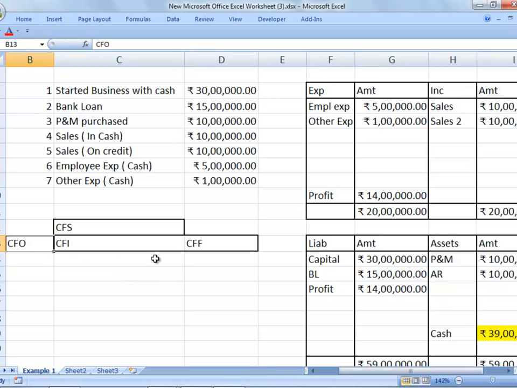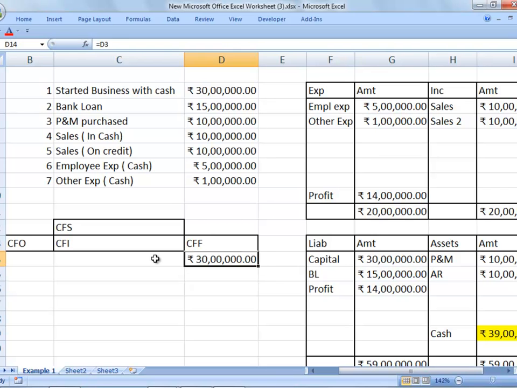Now, first, cash: started business with cash 30 lakhs. So I have received this 30 lakhs, it's an inflow. Where should I show it? Started business with cash. That means I have received this capital. Where should I show it? Financing. I should show it in financing cash flow. It's a financing related activity and it is an inflow. So I would say a positive 30 lakhs would come down here. While writing, you would also write down that this 30 lakhs is for capital.